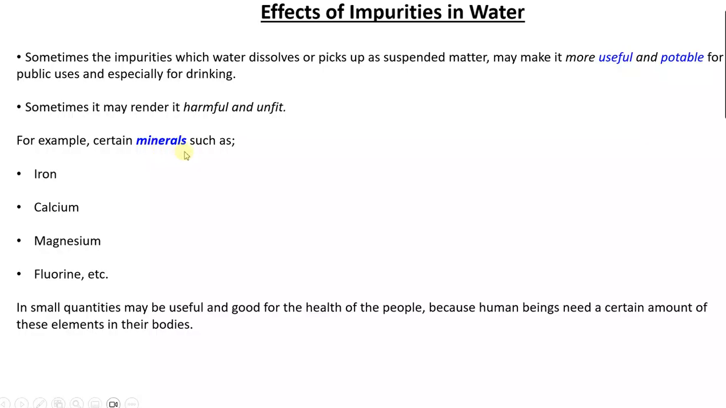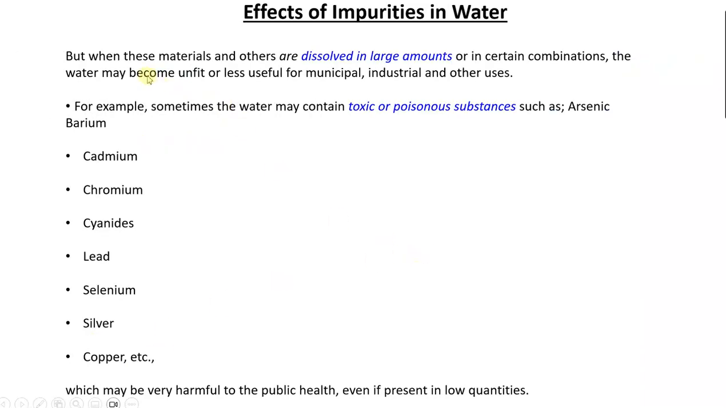For example, certain minerals such as iron, calcium, magnesium, and fluorine in small quantities may be useful and good for the health of the people, because human beings need a certain amount of these elements in their bodies. But when these materials and others are dissolved in large amounts, then in certain combinations the water may become unfit or less useful for municipal, industrial, and other uses.